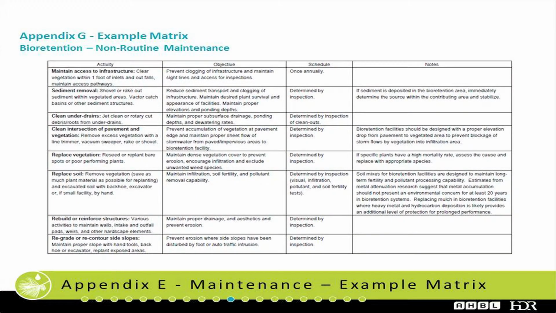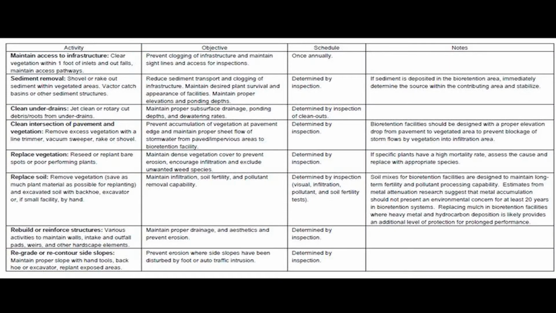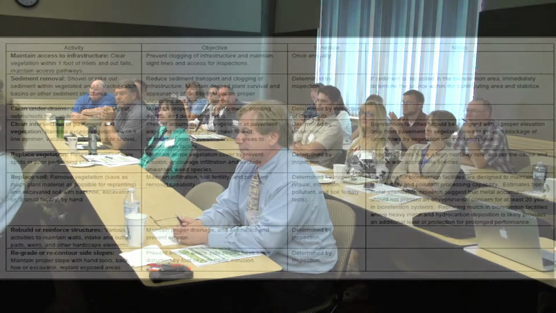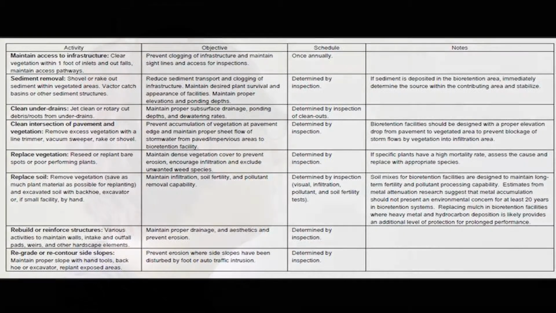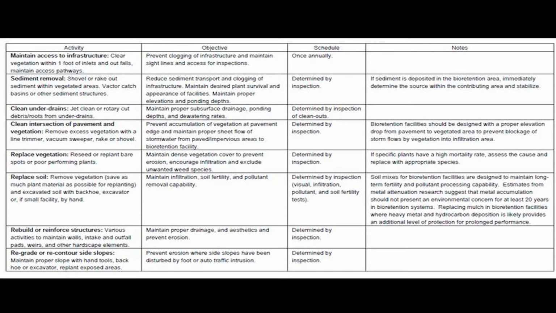Non-routine maintenance, just to give you an idea of what's in the manual. Some of the non-routine maintenance activities for bioretention would include maintain access to infrastructure, which could include clearing vegetation within a foot of inlets and outfalls, maintaining access pathways, sediment removal, shoveling or raking out sediment, cleaning the underdrains with a jet or rotary cleaning device, clean intersection of pavement and vegetation, replace vegetation, replace soil. Now, replacing soil is something that is definitely not expected to be routine. Some jurisdictions would expect to have to do that every 15 years, just as a planning level figure, but that's certainly not expected to be a routine activity. Rebuilding or reinforcing structures and regrading or recontouring the side slopes.